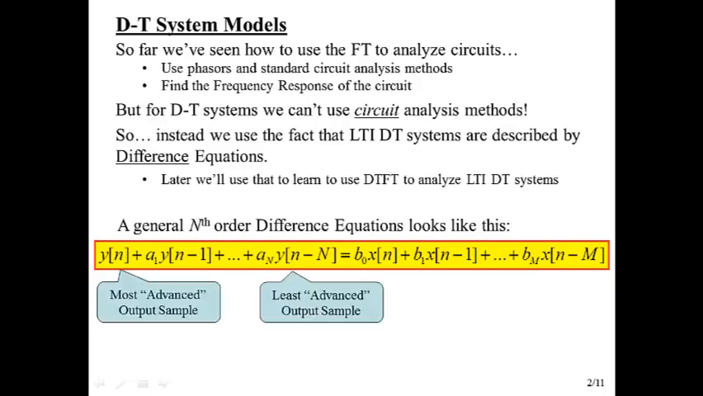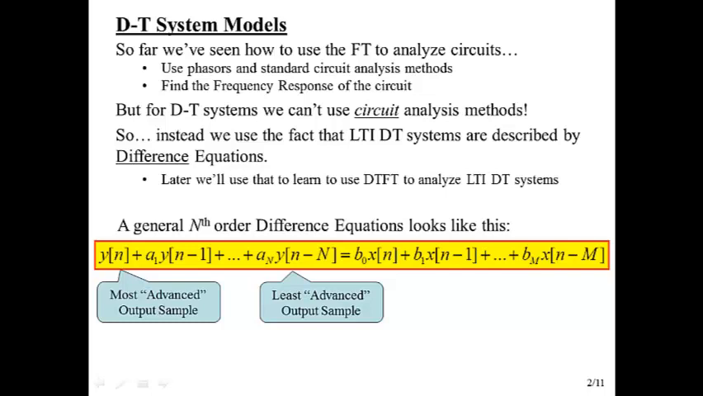Just a little bit of terminology. In this case, we have our most advanced output sample, and we have our least advanced output sample. Now, I have this written in a kind of standard form where the most advanced output sample is n. So you look at the n minus 1. So this is the largest value out of all of those, so that's what makes it the most advanced. Now, you could end up with the most advanced being like a y of n plus 2, in which case then all the other ones would be y of n plus 1, y of n minus 1, and so on.